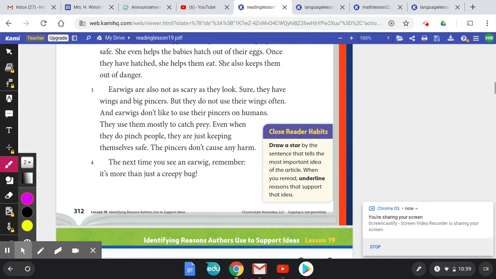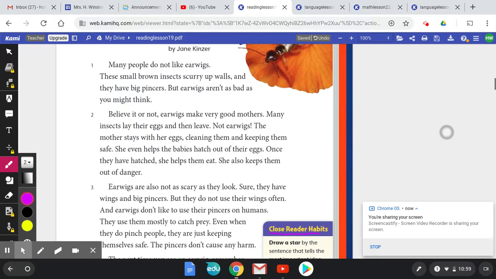And when we get to the bottom of the page on 312, it says, close reader habits. Draw a star by the sentence that tells the most important idea of the whole article. Okay, so the most important thing I got from this is earwigs aren't as bad as you might think. So I'm going to draw a star, or an asterisk, right there.